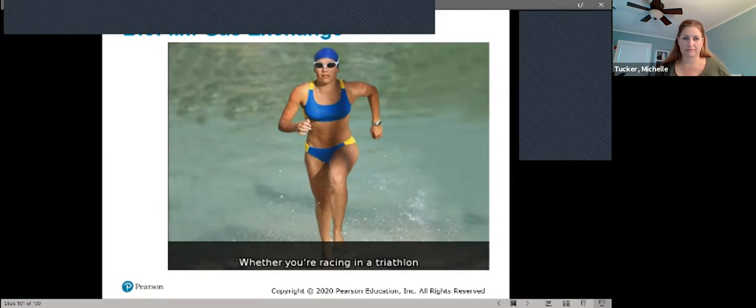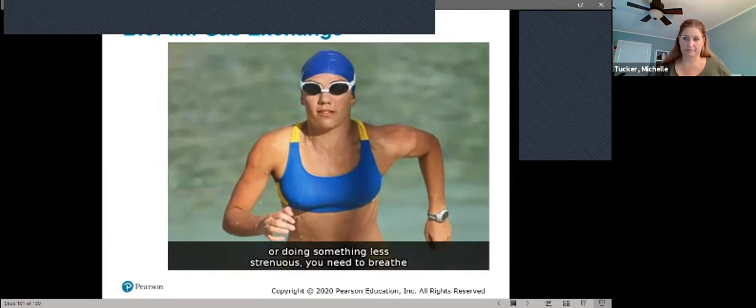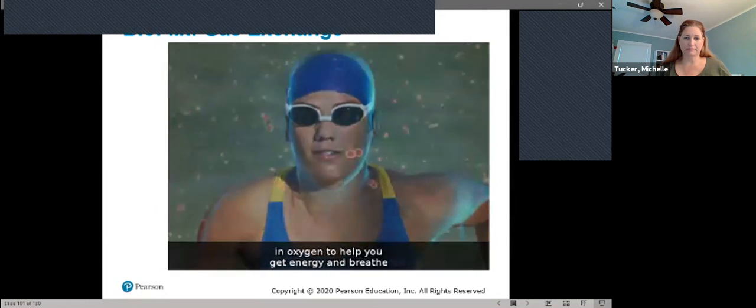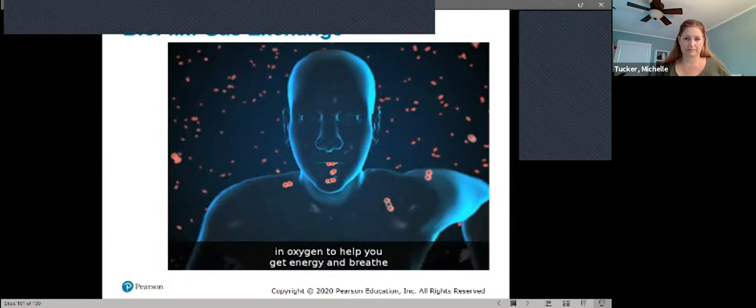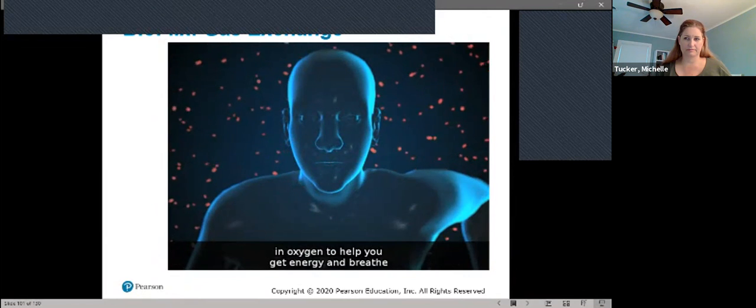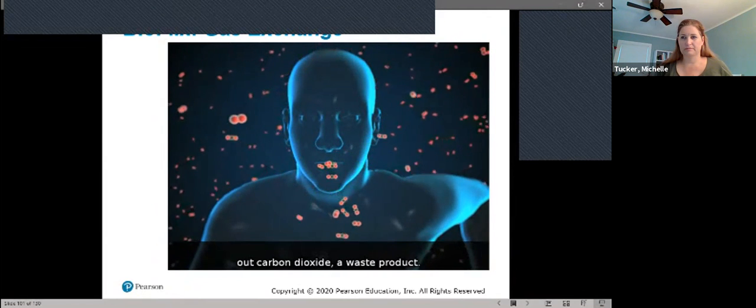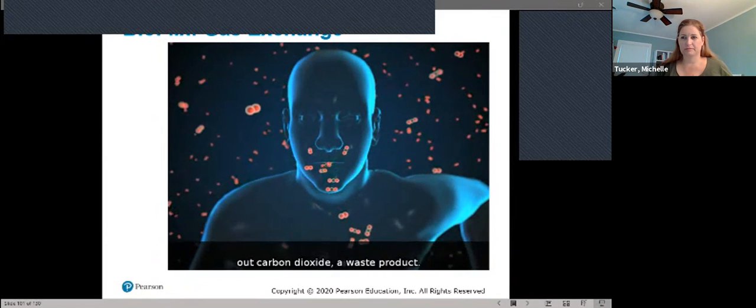Whether you're racing in a triathlon or doing something less strenuous, you need to breathe in oxygen to help you get energy, and breathe out carbon dioxide, a waste product.